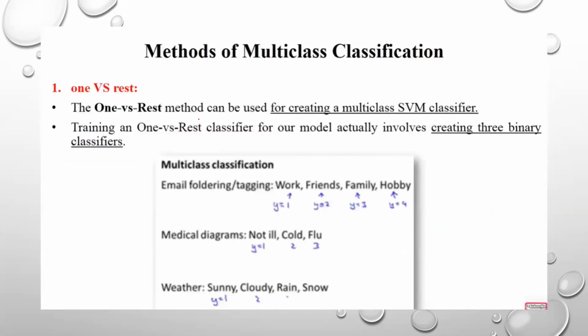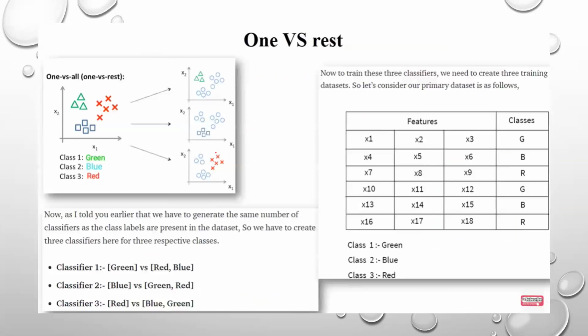So what do we mean by one versus rest? It involves creating three binary classifiers. Let us see it with one example. Here, this is one versus rest. We have three different categories: green, red, and blue. As we said earlier, we have to generate the same number of classifiers as the number of class labels present in the dataset. As here it is 3, we have to implement 3 classifiers.